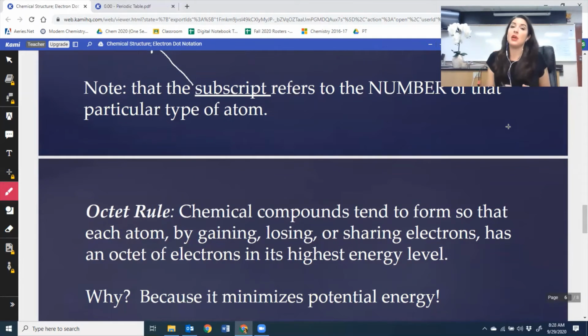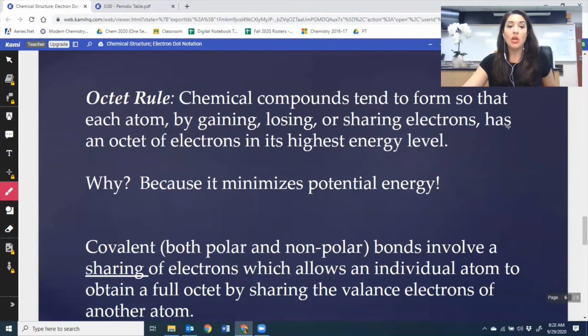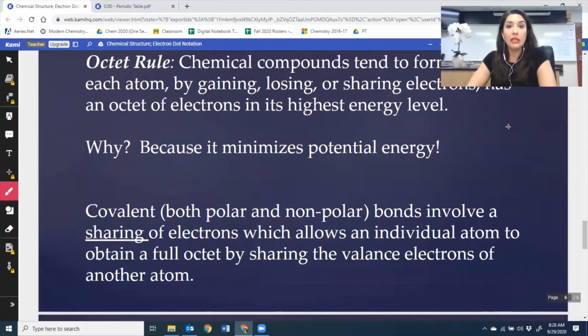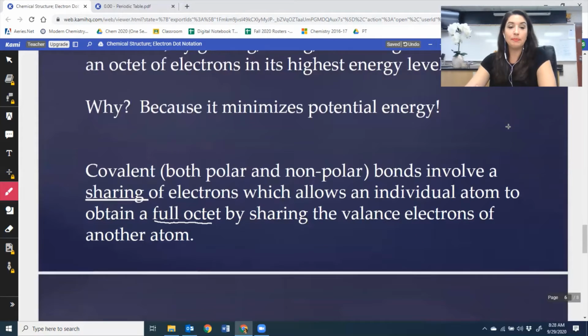And the reason that things tend to form this octet of 8 valence electrons is because, like all things, it's looking to achieve stability and minimize potential energy. So in sharing 8 electrons, this molecule is now able to achieve its stable octet and reduce its potential energy. So remember that covalent bonds are sharing those electrons, which allows them to obtain that full octet. And those are both polar and nonpolar bonds.